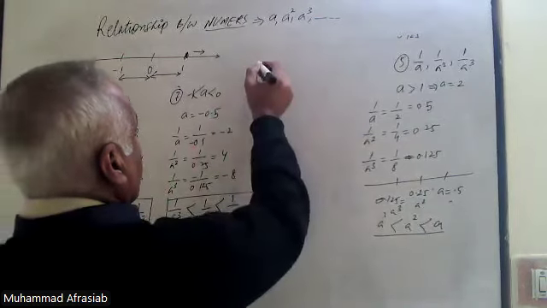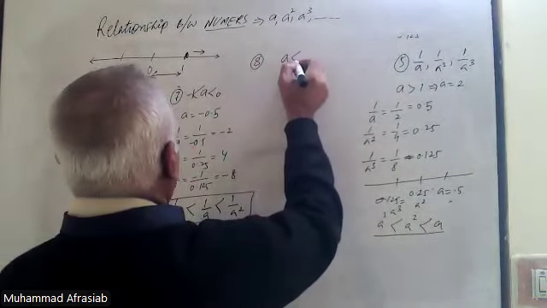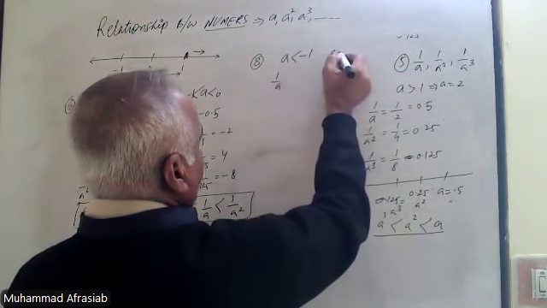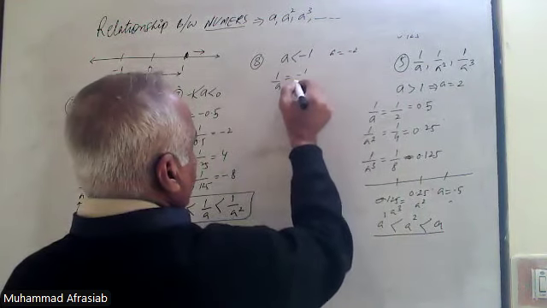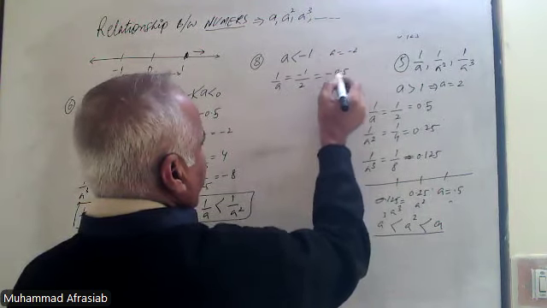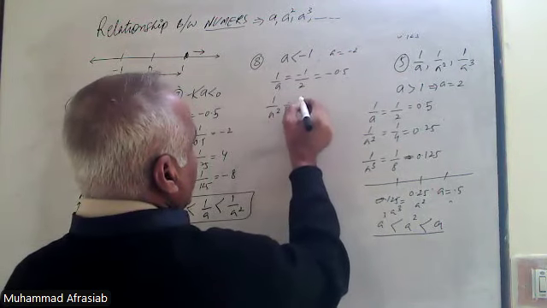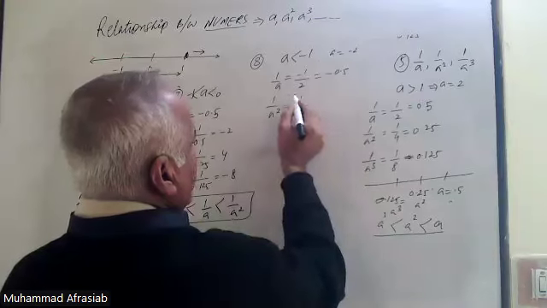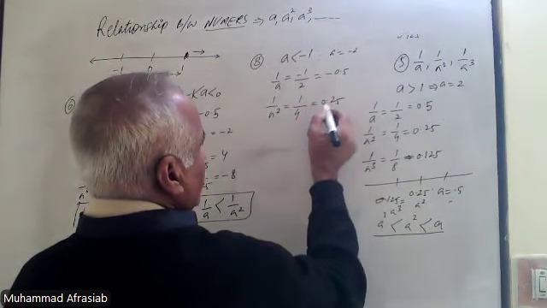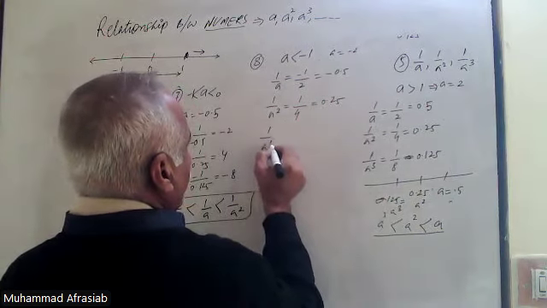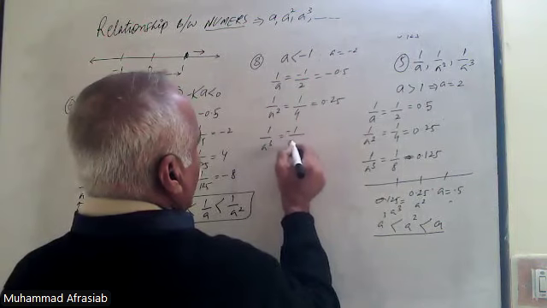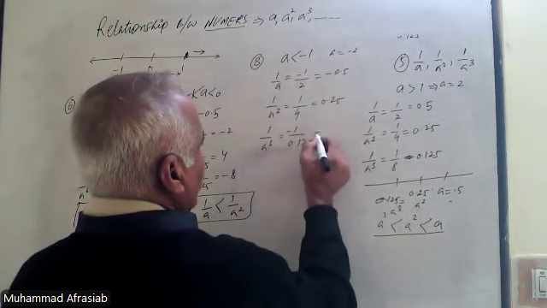8th, when a lies less than -1, then 1 over a, let's say a value is equal to -2, then it is equal to 1 over -2, that is equal to -0.5. 1 over a square is equal to 1 over 4, so that is equal to 0.25. 1 over a cube, that is equal to 1 over -8, and that is equal to -0.125.